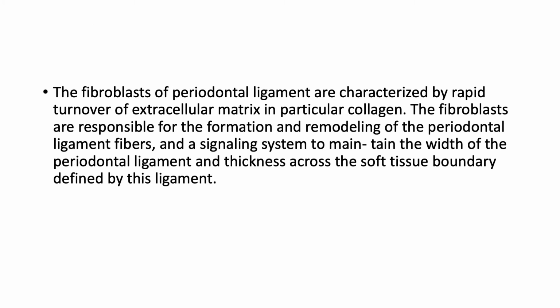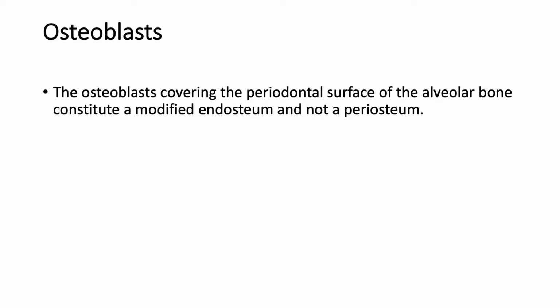Fibroblasts of the periodontal ligament are characterized by a rapid turnover of extracellular matrix, in particular collagen. The fibroblasts are responsible for formation and remodeling of periodontal fibers, and for a signaling system to maintain the width of the periodontal ligament across the soft tissue boundary. Osteoblasts: osteoblasts covering the periodontal surface of alveolar bone constitute a modified endosteum and not a periosteum.